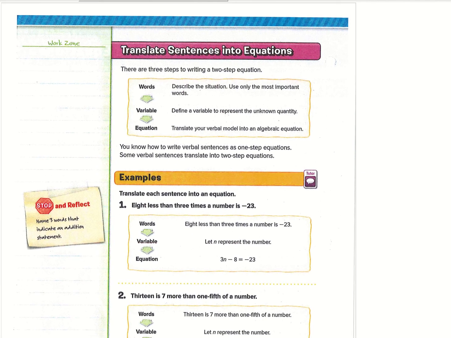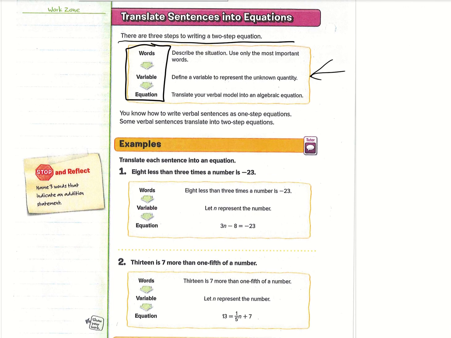All right. So for translating sentences into equations, you're going to have 3 steps. And that is right under this box. So really what I want you to know is this: the first step is you're going to have your words. The good thing about this step is you don't actually have to do anything because they're going to give you the words, right? So that's just going to be what's already written for you.